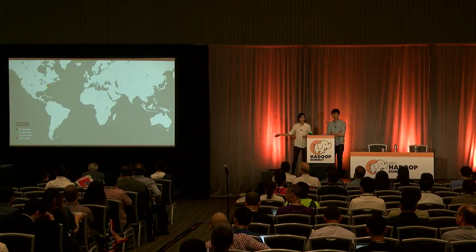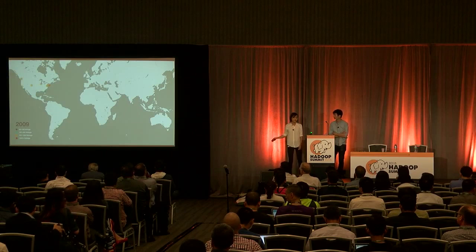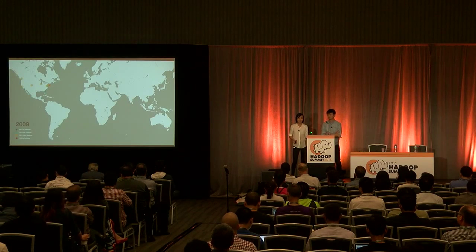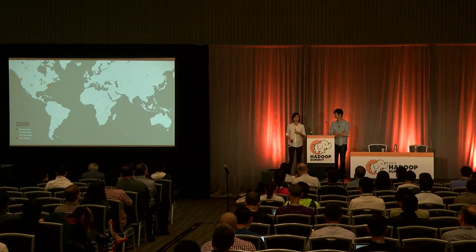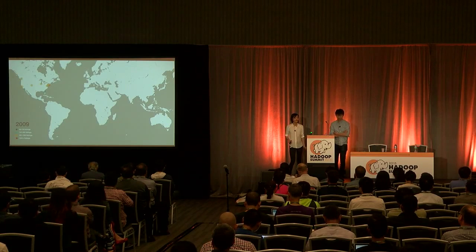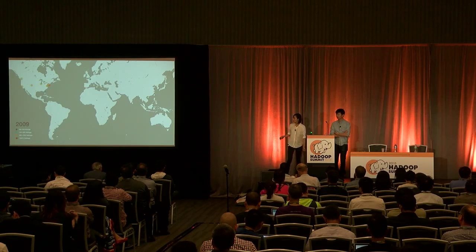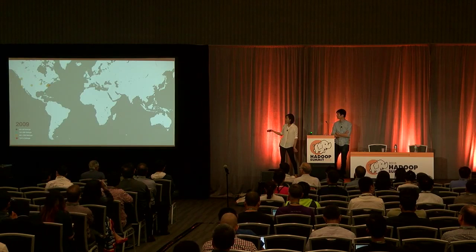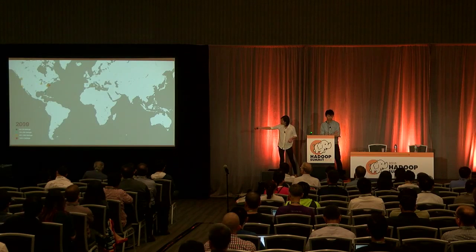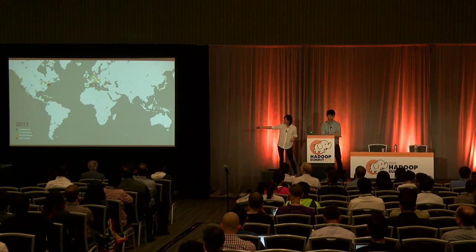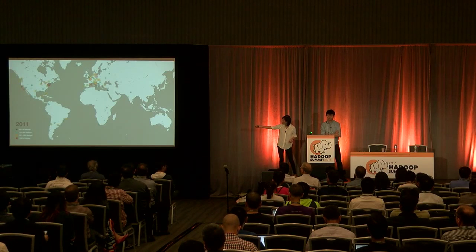Okay, so Airbnb was founded in 2008. It is a marketplace that enables guests who are looking for a place to stay with hosts who have room to spare. So in 2009, we went global, and this just shows you how we grew as a company throughout the years. So we're expanding. Each of these dots represents a certain number of listings.